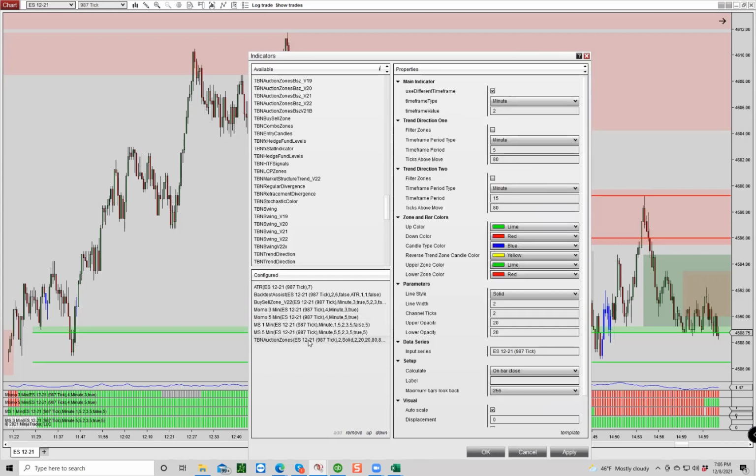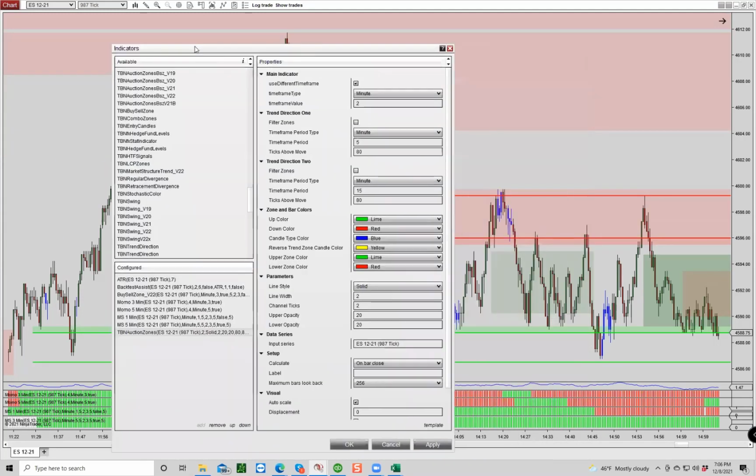And then finally, I have these things called the auction zone. The auction zone is a momentum-based strategy. I shouldn't call it a strategy, it's a pattern. It measures the strength of a move as well as some bar patterns, and it prints these zones that you see on the chart.